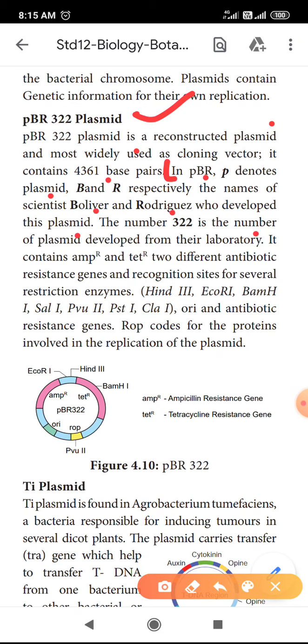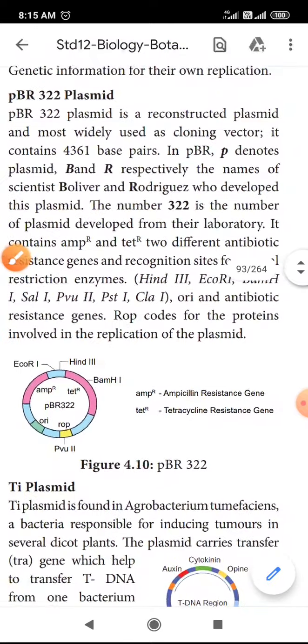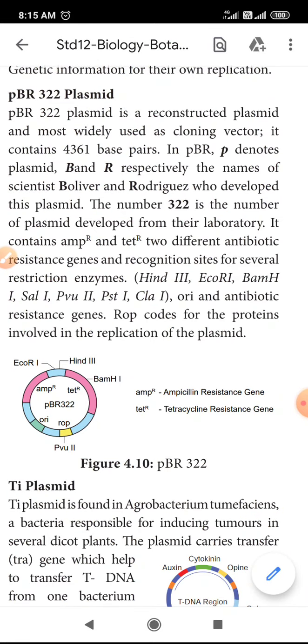P for plasmid, B and R for Bolivar and Rodriguez, and 322 is the number of the plasmid developed from their laboratory. It contains the ampicillin and tetracycline resistance genes, two different antibiotic resistance genes, and recognition sites, specific sites for several restriction enzymes.